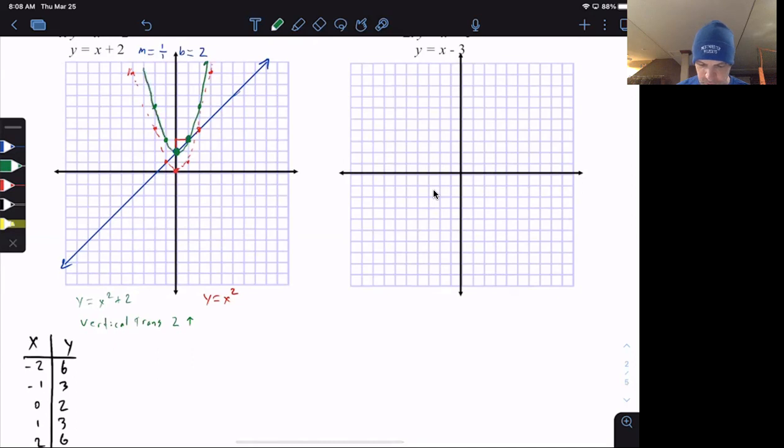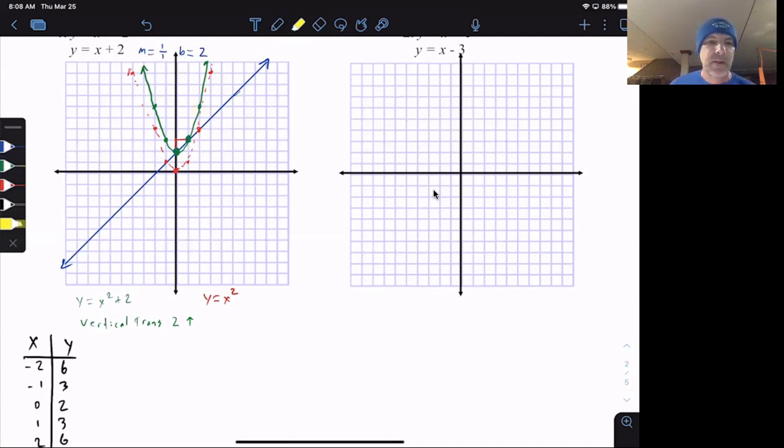Now, I also want you to notice that if you're somebody who would rather use the x and y table like we have below, negative 2, 6 is that green point right here. Negative 1, 3 is right here. 0, 2 is right here. 1, 3, and 2, 6, I'm sorry. Okay, so there we go.